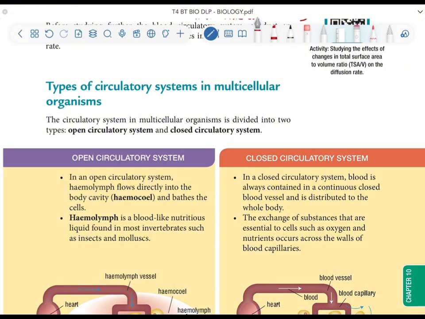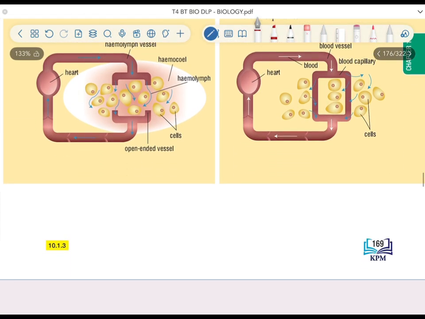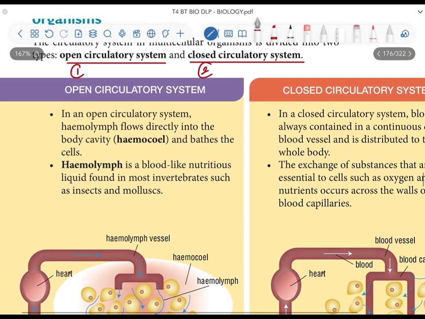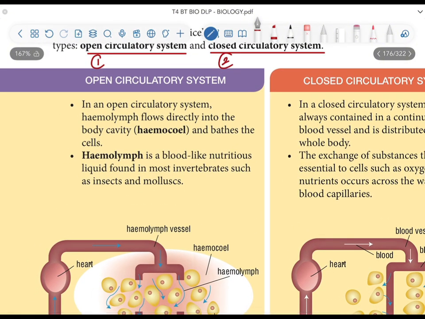Next, we go to the types of circulatory system in multicellular organisms. First of all, there is the open circulatory system and the closed circulatory system. So the first system we name the open circulatory system, and the second system we name the closed circulatory system. Let's go with the open circulatory system. In an open circulatory system, the hemolymph flows directly. This is the keyword. It flows directly into the body cavity, the hemocoel, and bathes the cells.